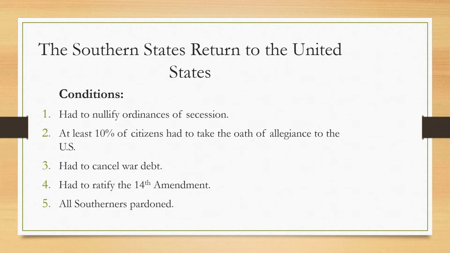The Southern states were not happy about the 14th Amendment. However, they did want to return to the United States. So the federal government imposed the following conditions.